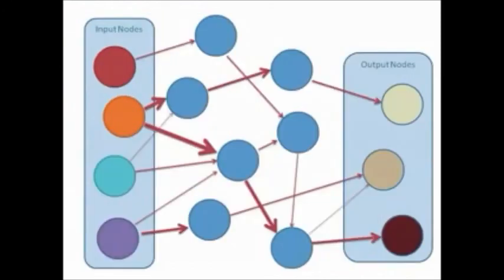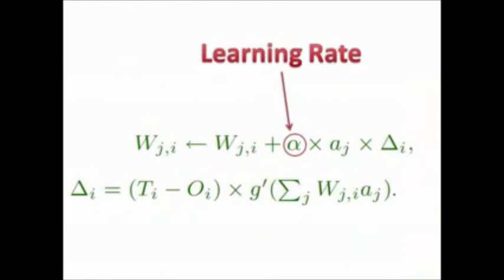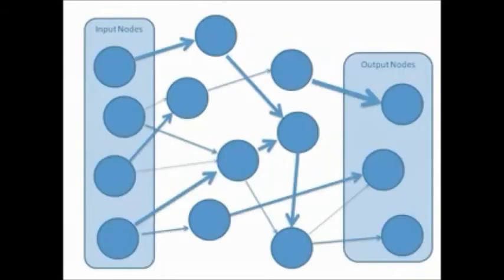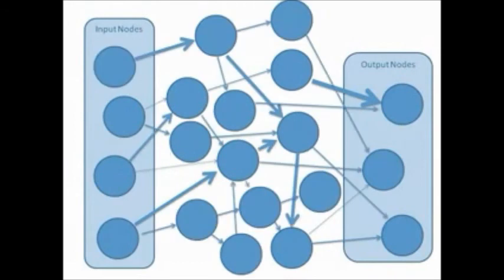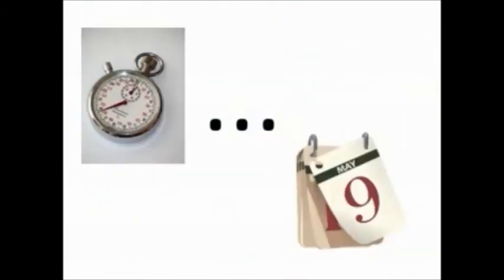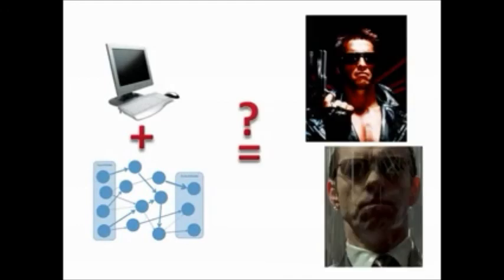To try to produce the desired outputs more quickly, we can try adjusting the learning rate. And we can change the number of nodes as well. But it will still take millions of attempts for the neural network to get the desired output for even a simple problem. So, can neural networks make computers think more like humans? Probably not, but it's a good baby step.